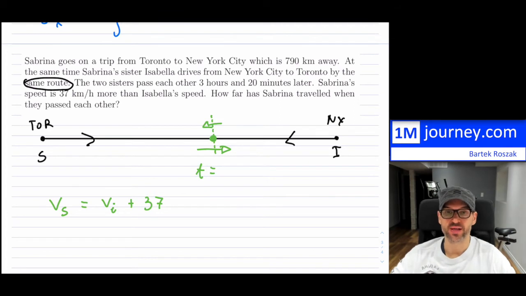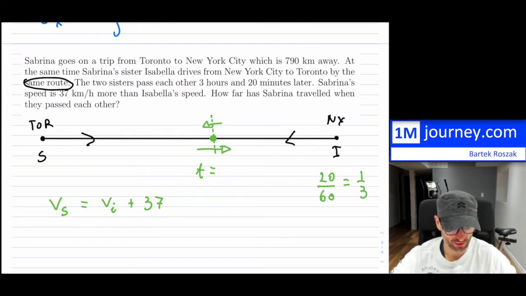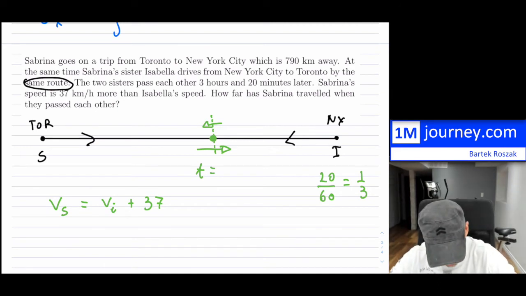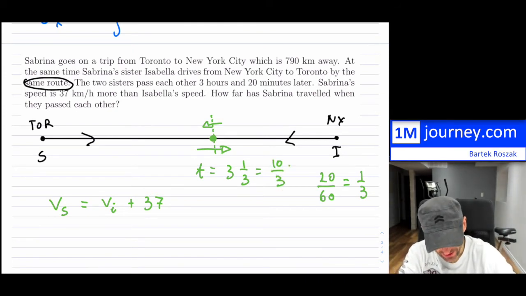All right, so 3 hours and 20 minutes. 20 minutes out of 60, that's just 1/3, right? So that's 1/3 of an hour. So it's 3 hours and 1/3. So this is 3 and 1/3. If you want to write it as a fraction, then that's what it's going to be. So that's when they pass each other.